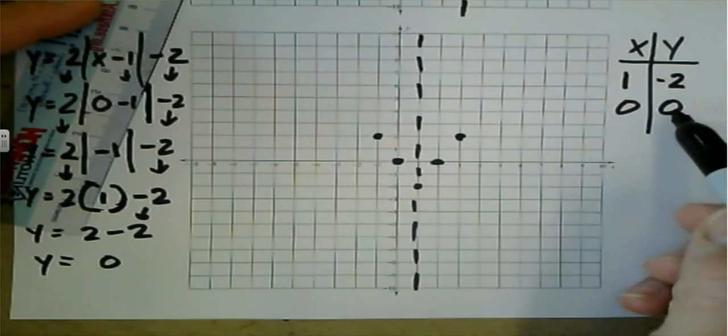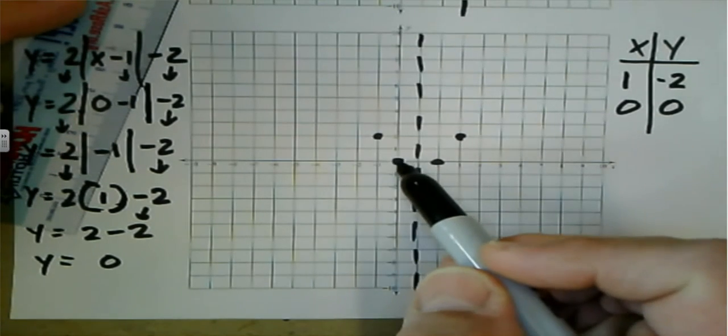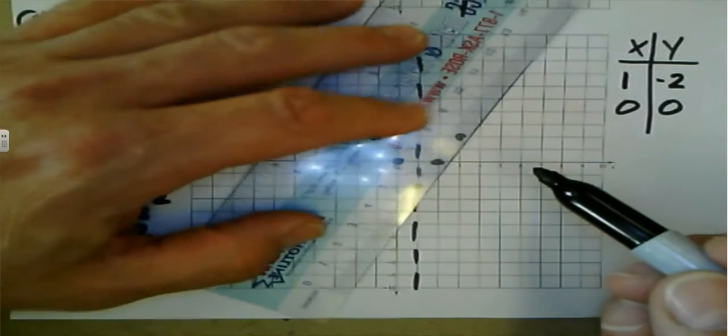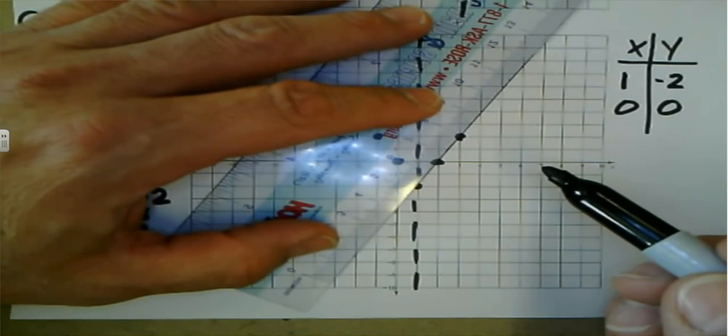If I were to do -1, I would end up with -1, 2. That's what that would end up being if I entered that in there.